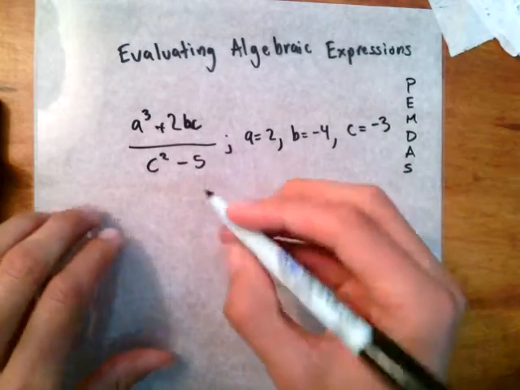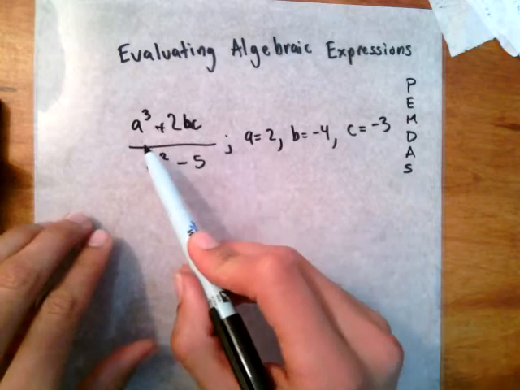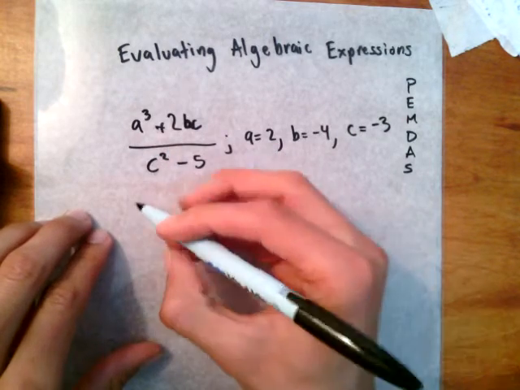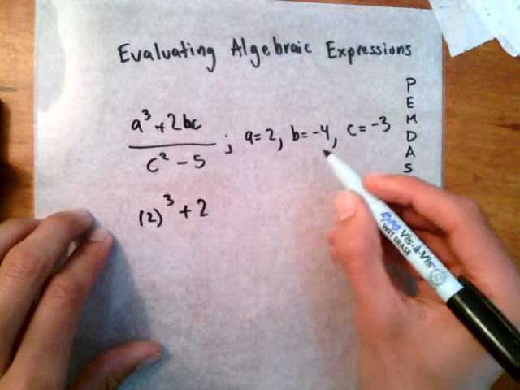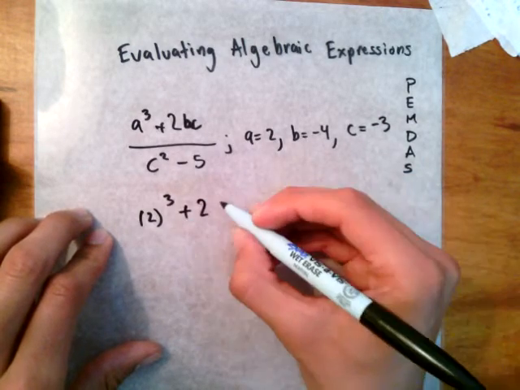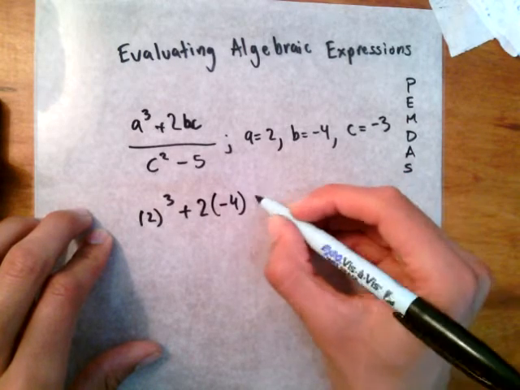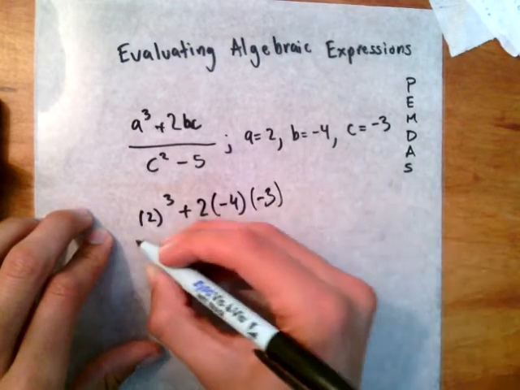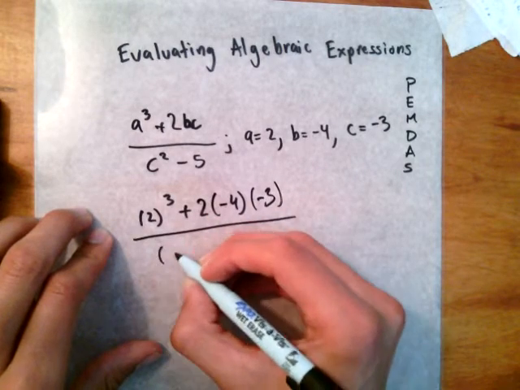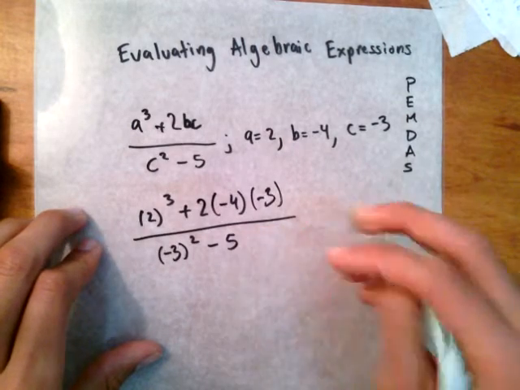So now that we want to evaluate this expression, wherever we see an a, we're going to substitute in the value 2. So we have 2 cubed plus 2. Wherever we see a b, we're going to substitute the value -4. And then we have c, for which we're going to substitute the value -3, all over c squared, which is going to be -3 squared, minus 5.